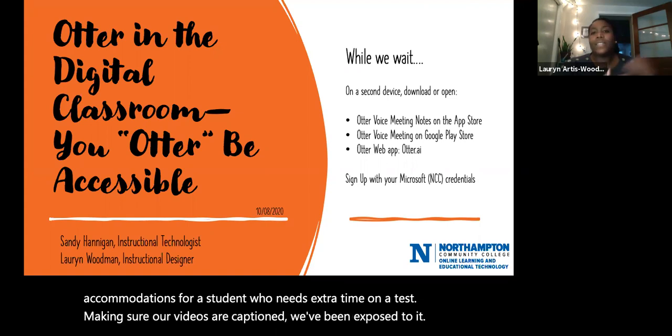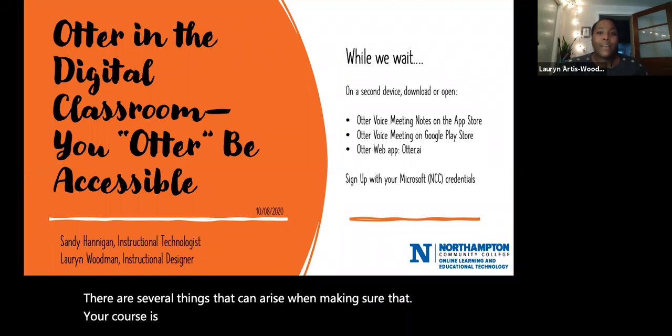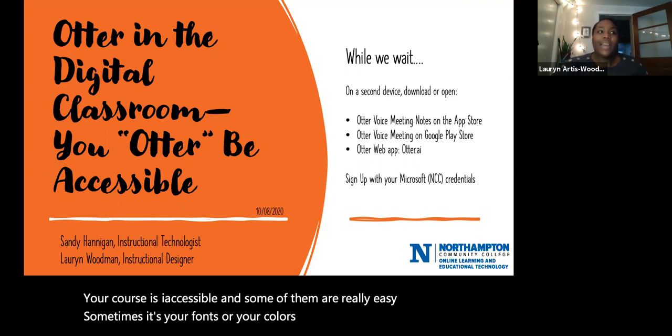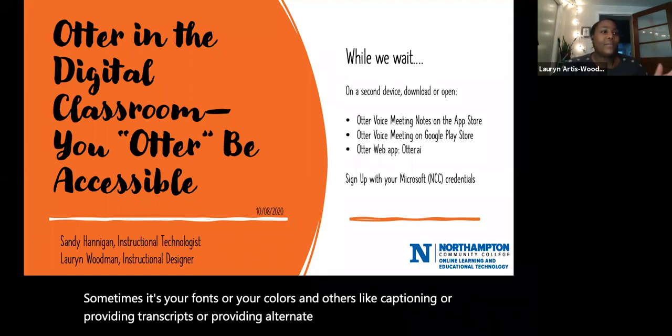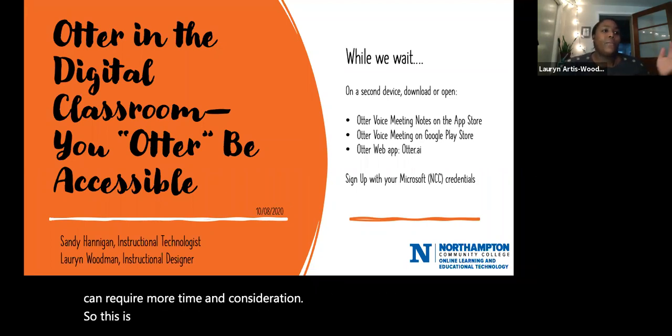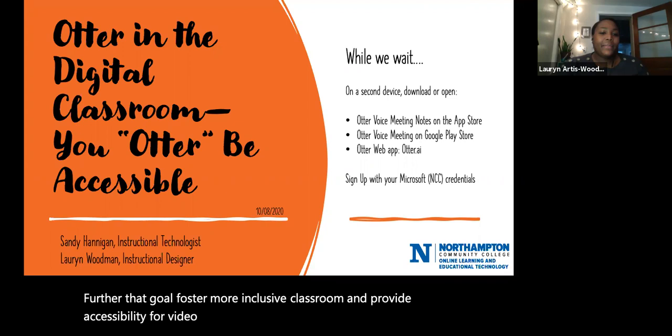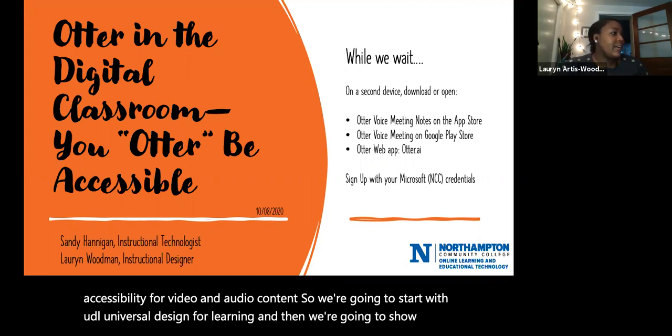There are several things that can arise when making sure that your course is accessible, and some of them are really easy. Sometimes it's your fonts or your colors, and others, like captioning or providing transcripts or providing alternate text for graphs, can require more time and consideration. So this is a tool that we're going to show you that can help you further that goal, foster a more inclusive classroom, and provide accessibility for video and audio content. We're going to start with UDL, Universal Design for Learning, and then we're going to show you Otter.